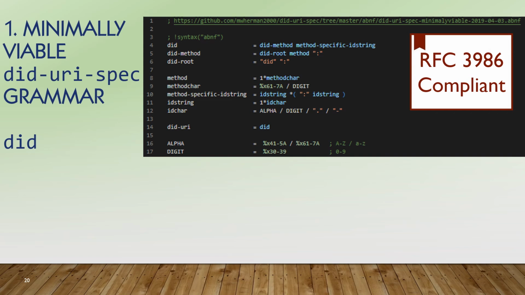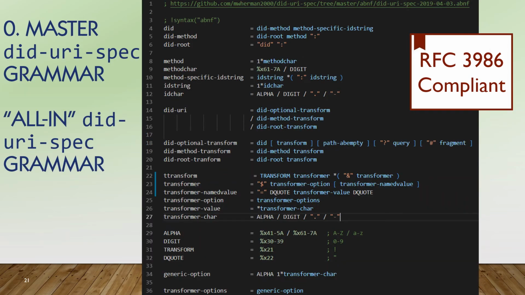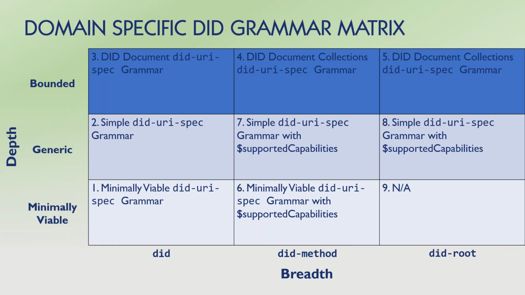So on one level we have the world's simplest grammar, just for DIDs, the IPID use case. And then on the other end we have this master grammar which supports anything at the DID level, the DID method level, as well as the DID root level, and it's generic in terms of all the different transform options that are supported. So here's what the domain-specific DID grammar matrix looks like.